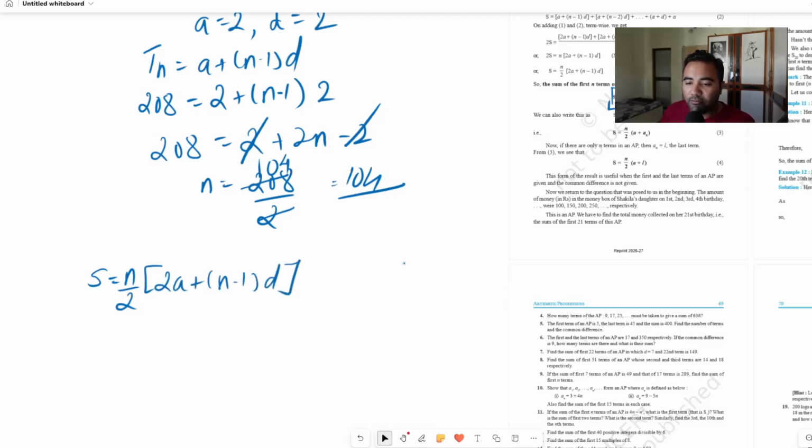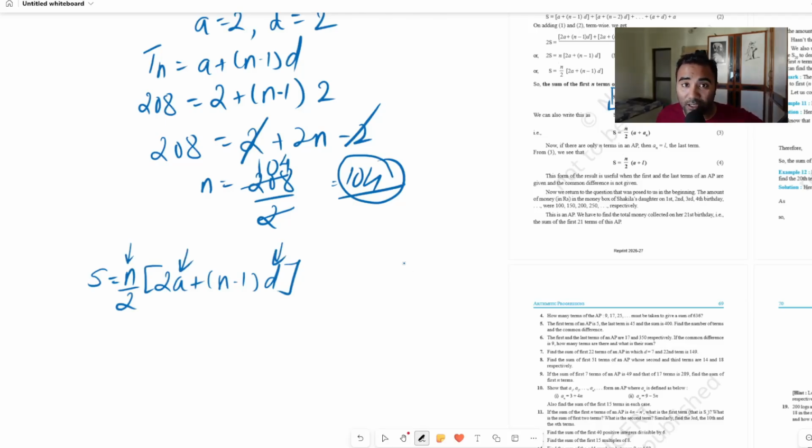There is not a lot of logic involved in the very beginning. In the very beginning, you simply have to get comfortable with manipulating this formula based on the type of question that is given. Okay, now let's try. The total number of terms in this AP is 104. So in the place of n, I'll write 104. We all know what A is, we all know what D is.